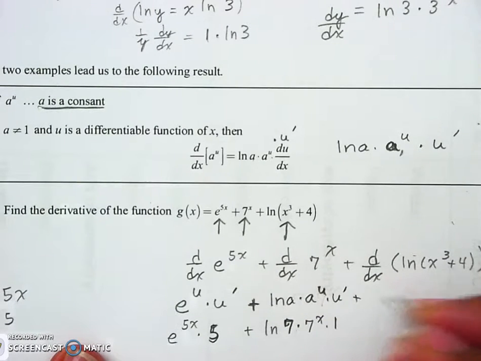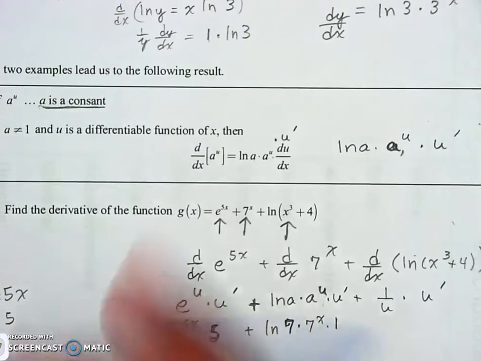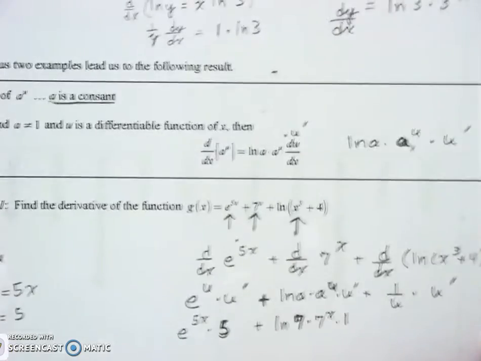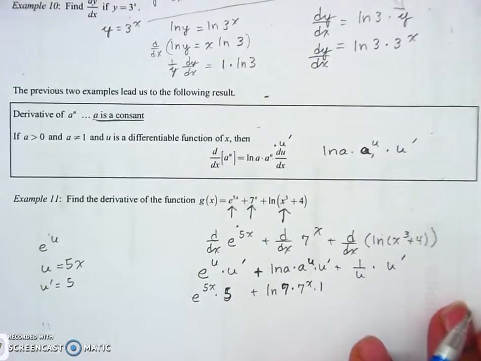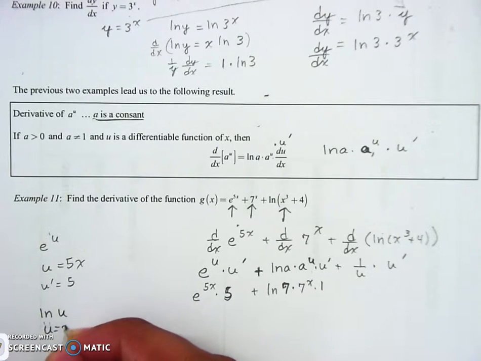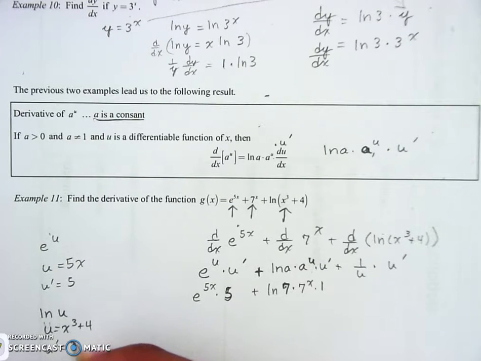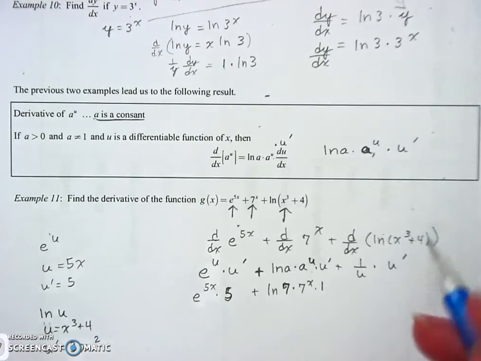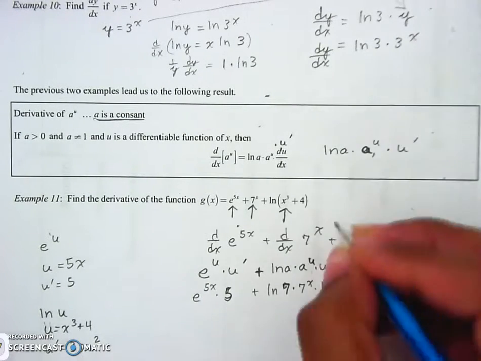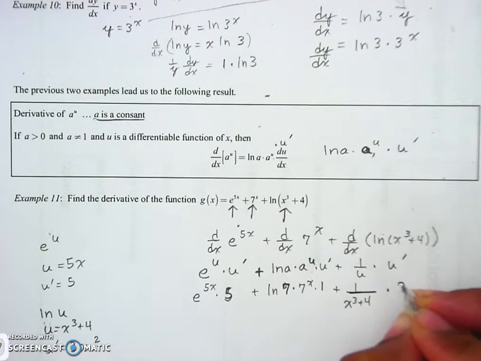Right? And then the last part here, it's 1 over u times u prime. So here we have natural log u, sorry, you guys can't see that part, my fault. Here we go, sorry about that. So we have natural log u, then u is going to be x cubed plus 4. And here we take the derivative of u, which is 3x squared. So that'll be 1 over x cubed plus 4 times 3x squared.